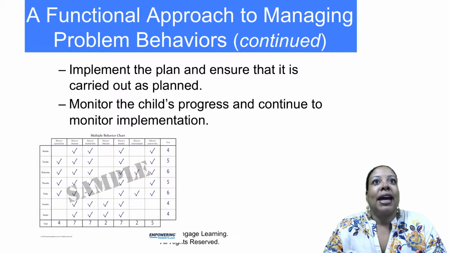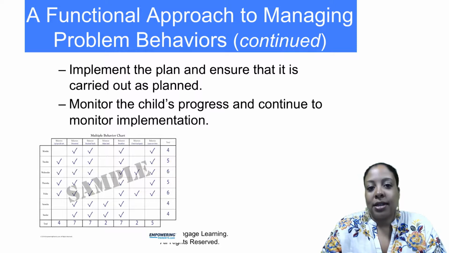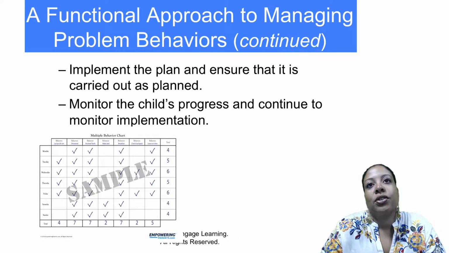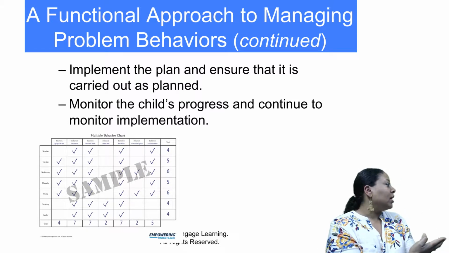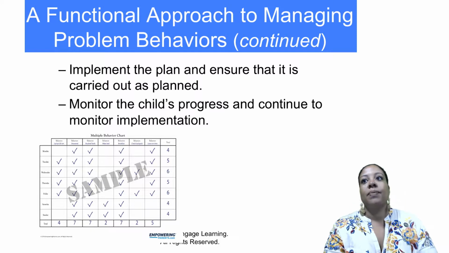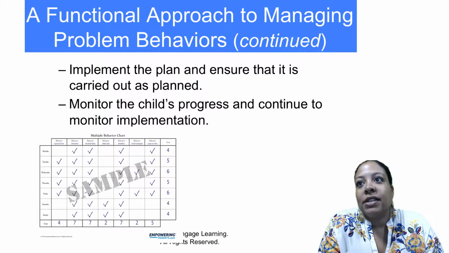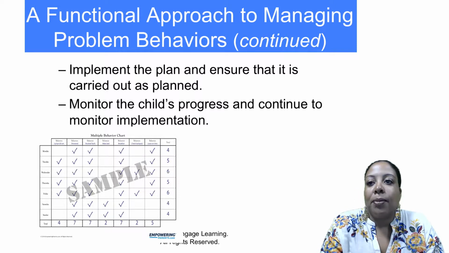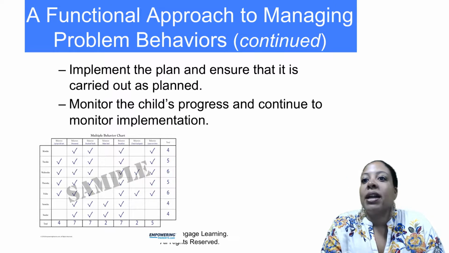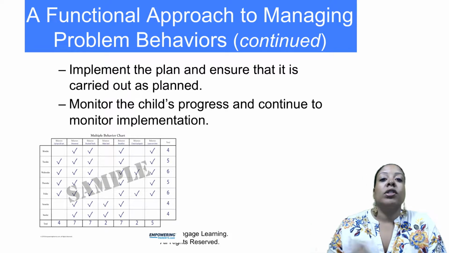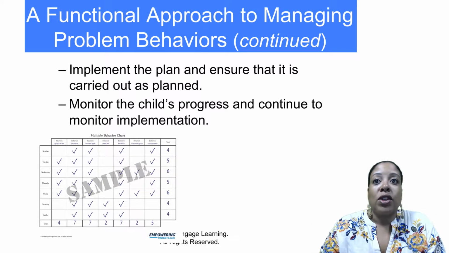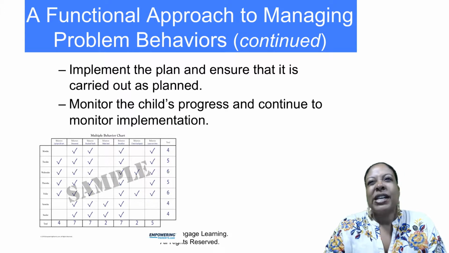Implement the plan and ensure that it is carried out as planned. So that's an important piece too, is the consistency in the implementation. Monitor the child's progress and continue to monitor implementation. So here you see an example of a multiple behavior chart. So it's divided by days of the week, and then we have different behaviors or actions that you want the child to fulfill, and then you tally them up, and you might have specific goal numbers that you're working with the child on, and maybe you're working towards some sort of a goal to reinforce when the child meets that goal. So that's just one example.